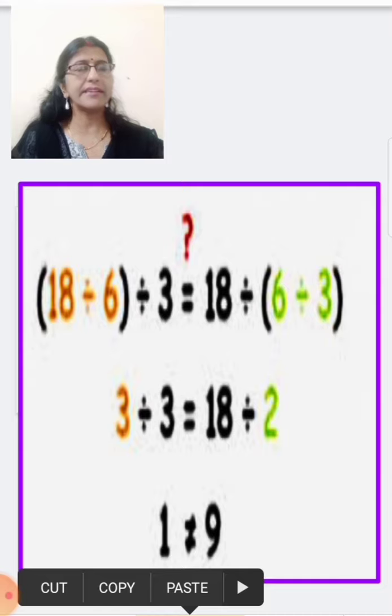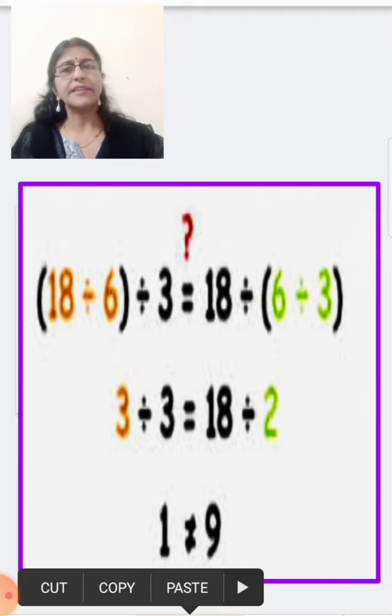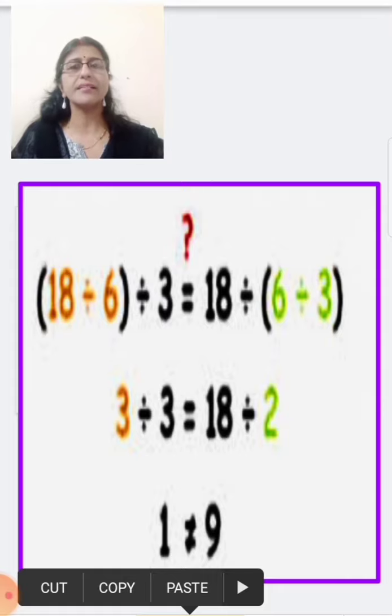Now on the other side, let us see 18 ÷ (6 ÷ 3). So first, as the bracket is between 6 and 3, we'll do that part first. 6 divided by 3 is 2. And then 18 divided by 2 is 9. So can you say 1 is equal to 9? No, 1 is not equal to 9.